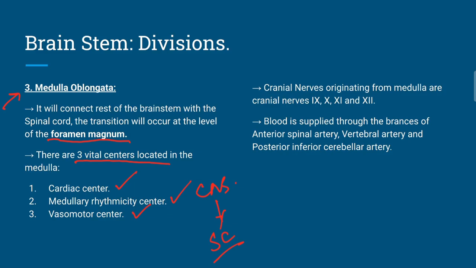Now coming down to the cranial nerves, we have cranial nerves 9, 10, 11, and 12. 10 is the vagus nerve. The vagus nerve is one of the most important cranial nerves in the entire body. The blood is supplied through the branches of the anterior spinal artery, vertebral artery, and the posterior inferior cerebellar artery, or PICA. Remember this. Most of the pathologies that can be attributed to the brainstem can come from AICA, anterior inferior, or posterior inferior cerebellar artery.